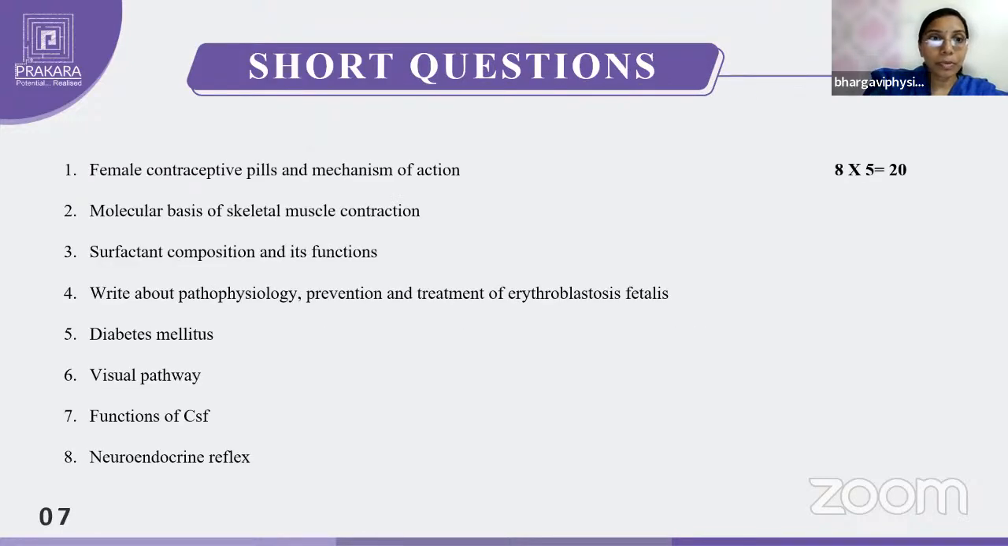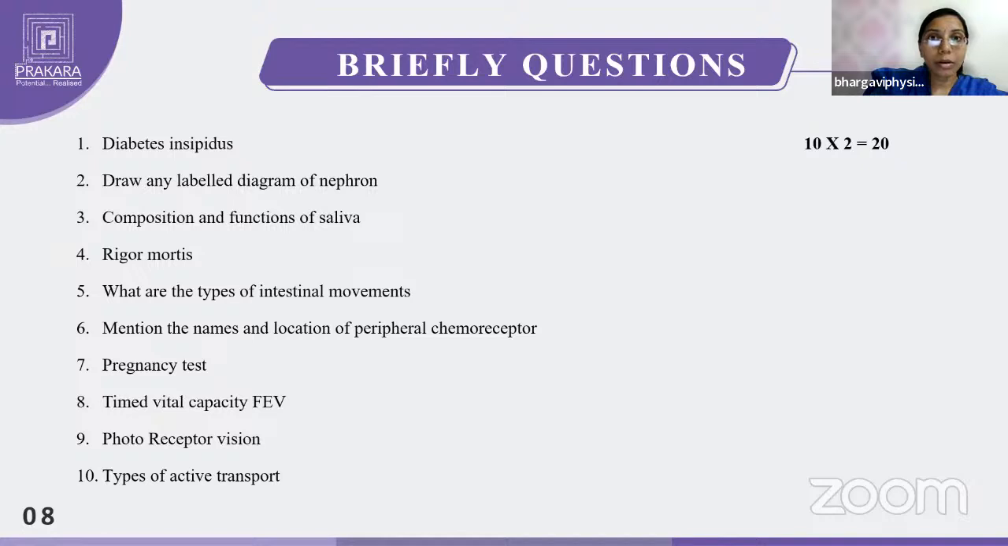Then brief questions, 2 marks questions also will be there. In that form, you are going to write 10 questions. Each question will carry 2 marks. There won't be any choice for the short questions as well as the very short questions.